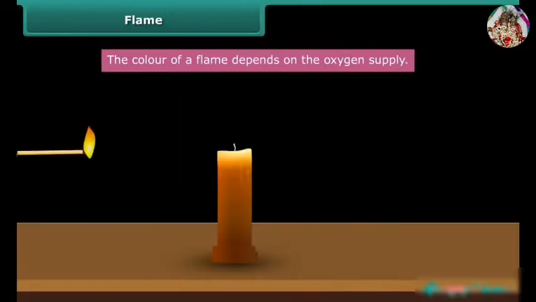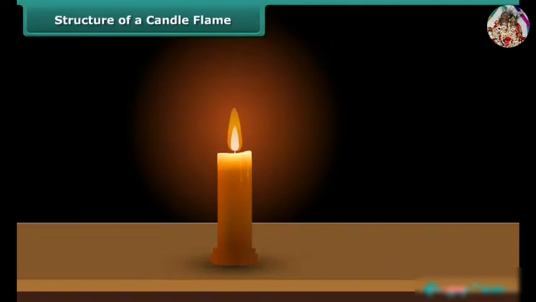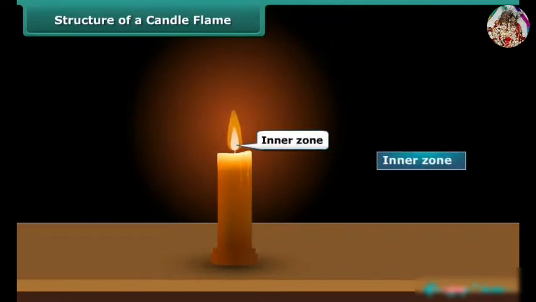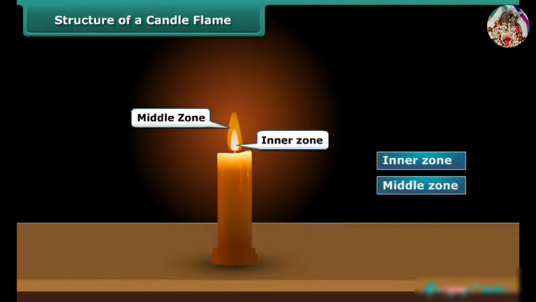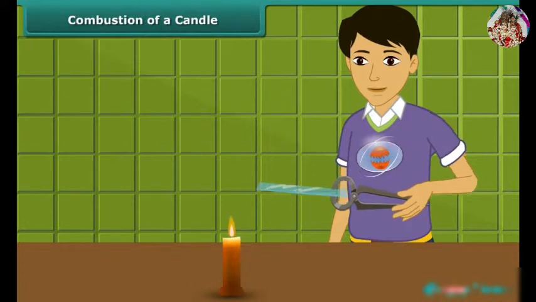When we burn the candle with a matchstick, the heat of the matchstick melts and vaporizes wax, which rises through the wick and forms flame. A candle flame can be divided into three regions: inner zone, middle zone, and outer zone. Let us watch Rohan performing an activity.